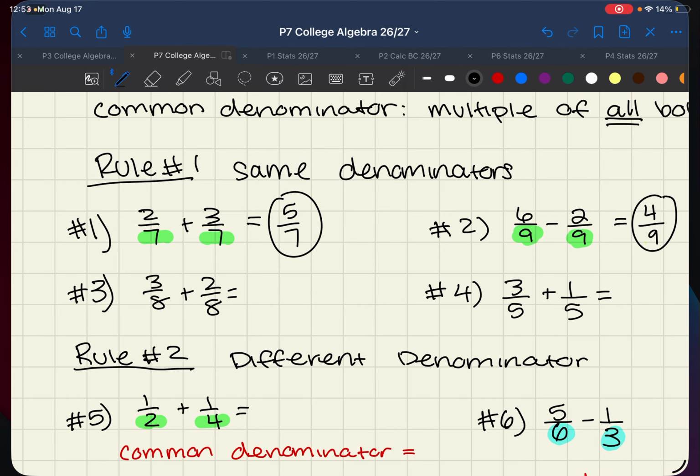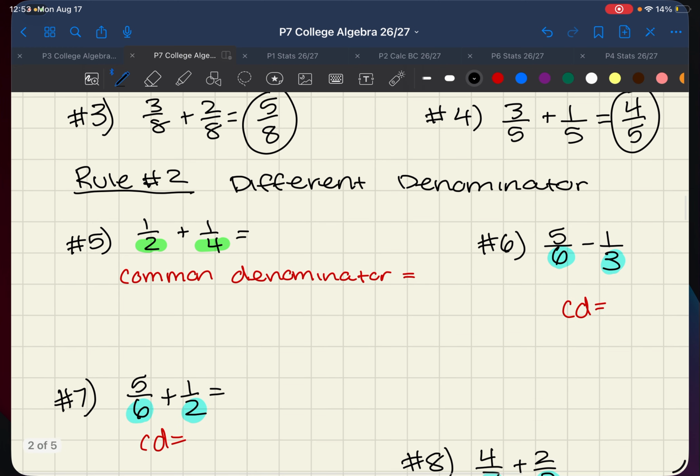Example 3, I have 3/8 plus 2/8. Again, the denominators are the same. They're both 8, so I just add the numerators. So 3 plus 2 is 5, so I have my answer of 5/8. And then number 4, I have 3/5 plus 1/5. Again, we already have the same denominator of 5. So 3 plus 1 in the numerators is 4. So my answer is 4/5.